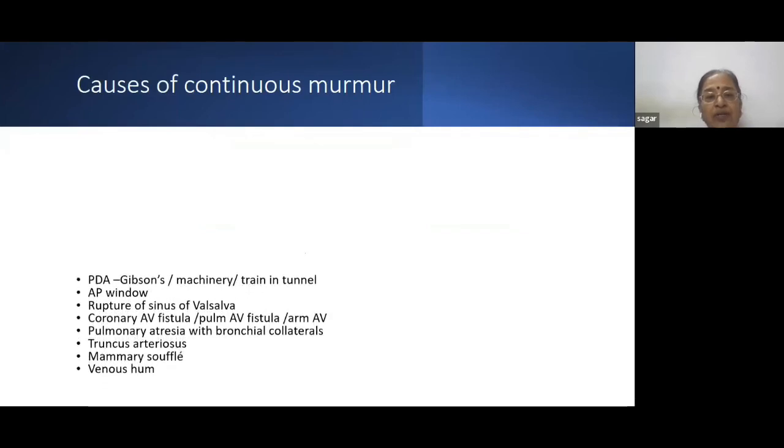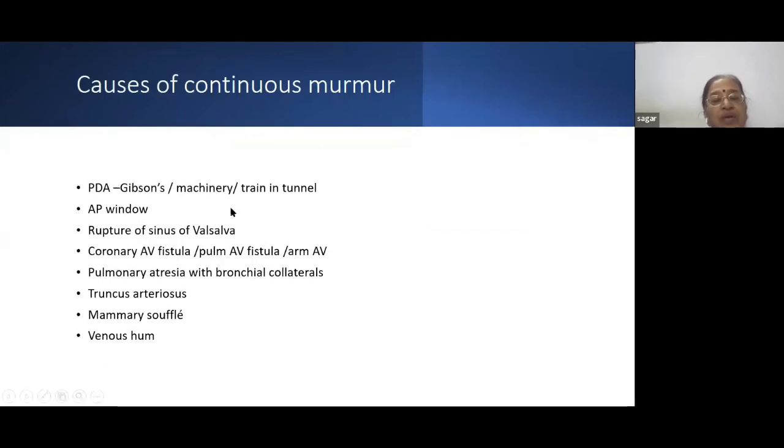What are the causes of continuous murmur? These are the causes of continuous murmur. The PDA, which is called the Gibson's murmur, machinery murmur, train tunnel murmur. The other causes are an AP window, because always the aortic pressure is more than pulmonary pressure, rupture of sinus of Valsalva again, coronary AV fistula, pulmonary AV fistula, arm AV fistula, all the AV fistulas. Pulmonary atresia with bronchial collaterals, because if you get very large bronchial collaterals, they also will cause a continuous murmur. Then truncus arteriosus, mammary souffle, when in a lactating woman you can get mammary souffle, and a venous hum. These are the other causes of a continuous murmur.